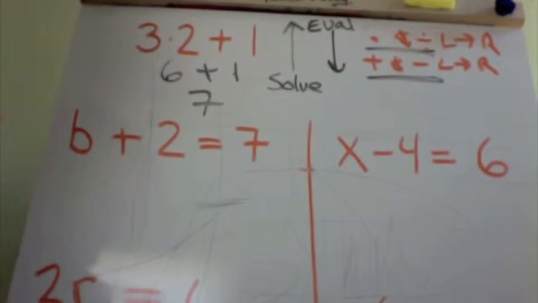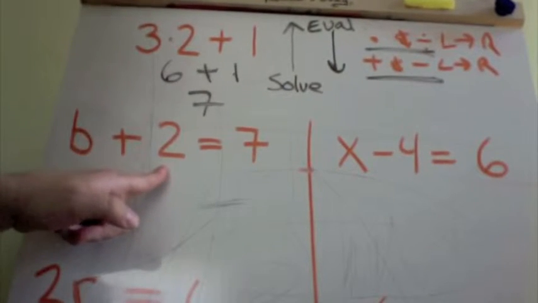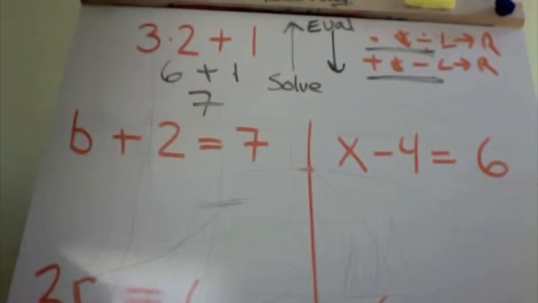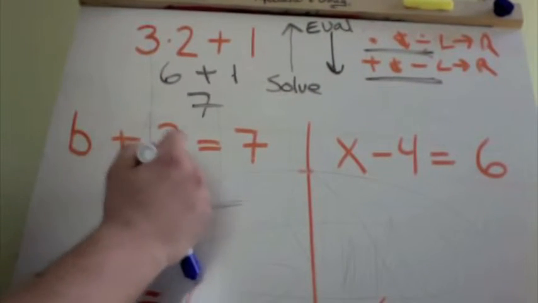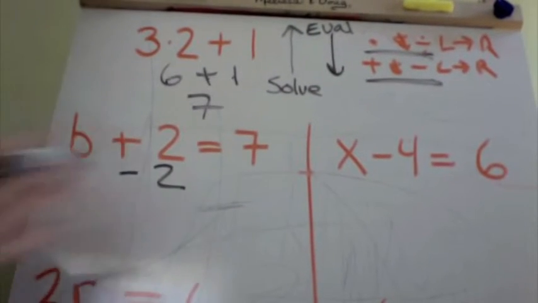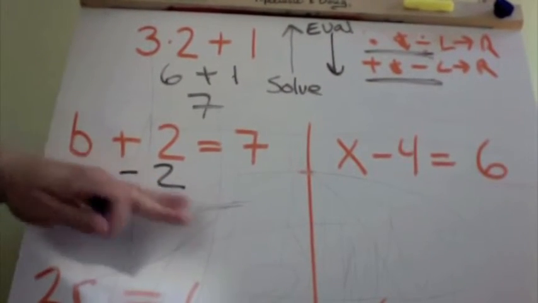To figure out what b is, b has to stand alone. It has to be all by its lonesome. It has to be by itself. So we need to get it by itself. The problem is right now we're adding 2 to it. So we need to get rid of that 2. So we look at what's the opposite of adding 2. Well, it would be subtracting 2.